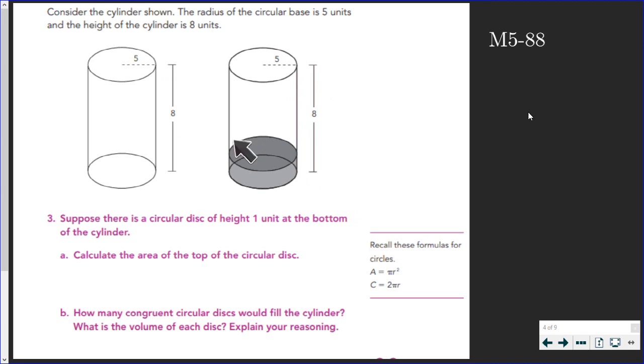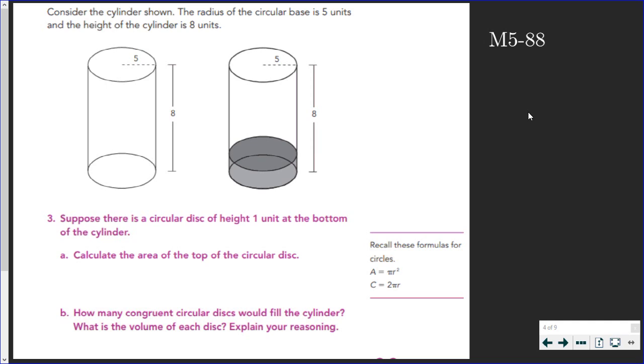But here they highlighted the bottom section. Okay, and we're going to imagine that this is 1 unit. So this circle that is darker, shaded in at the bottom, this part of the cylinder is 1 unit tall. So it's like a circle that has a radius of 5 and a height of 1. Okay, so really all we have to do for that is calculate the area.